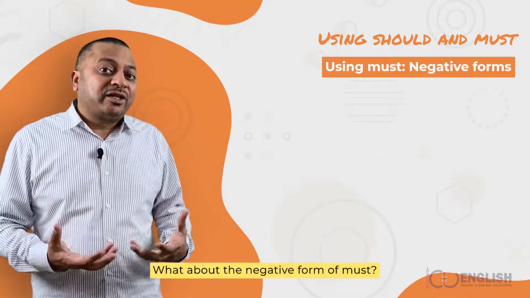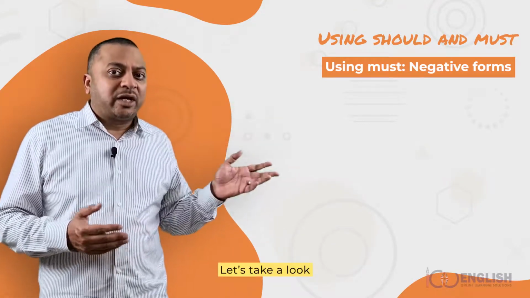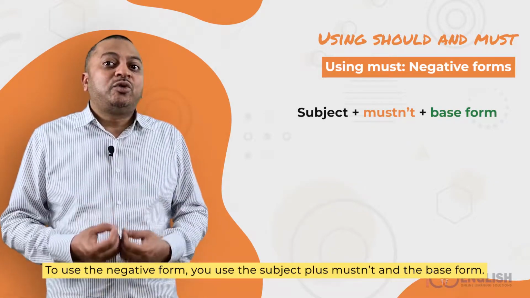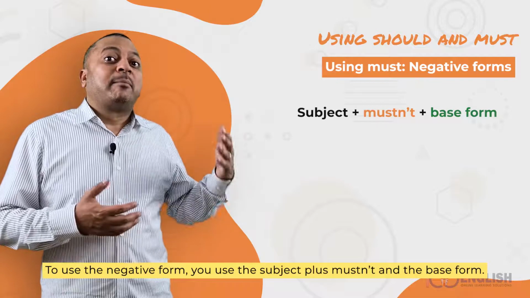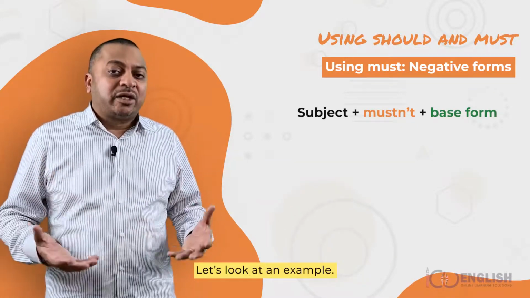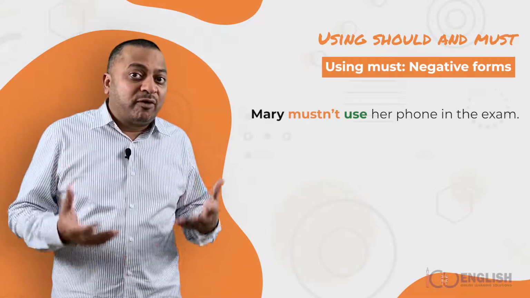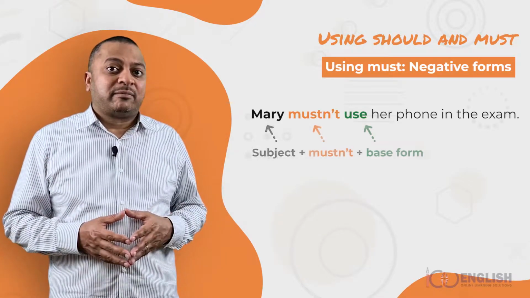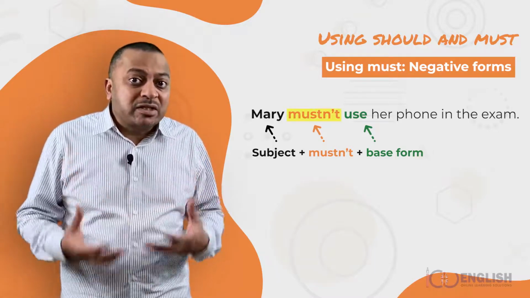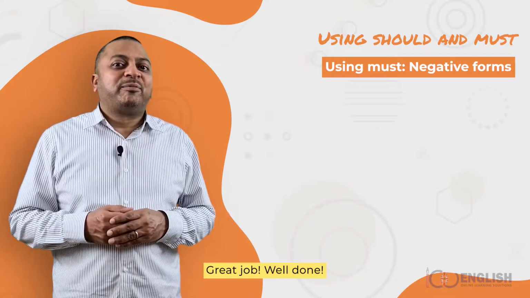What about the negative form of must? How is it made? Let's take a look. To use the negative form, you use the subject plus mustn't and the base form. Let's look at an example. Mary mustn't use her phone in the exam. Let's repeat the sentence together. Mary mustn't use her phone in the exam. Great job. Well done.